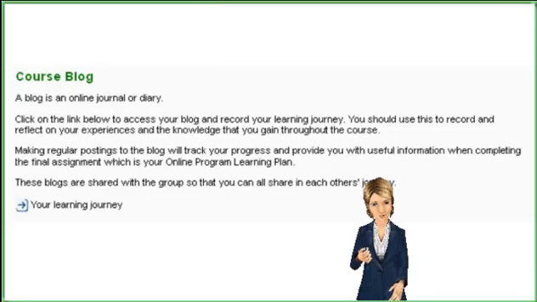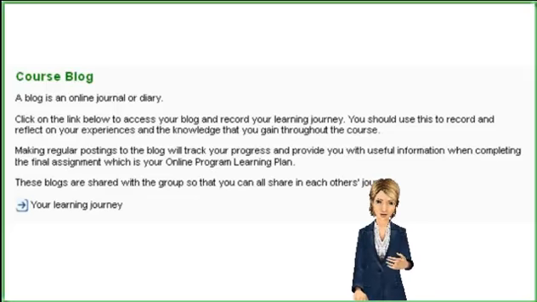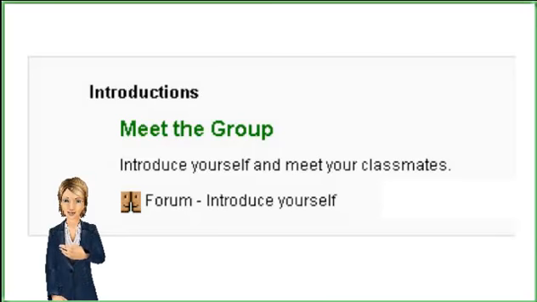Another feature of the Communication Hub was a course blog where students could record their learning throughout the program and reflect on their progress. The first activity they undertook was to introduce themselves on a forum. They were asked to add a post about themselves and what they hoped to get out of the course.